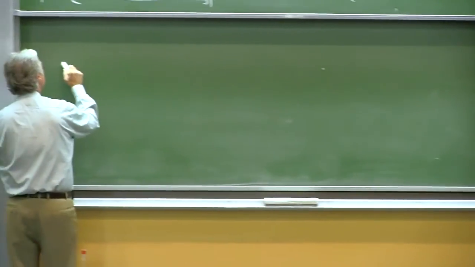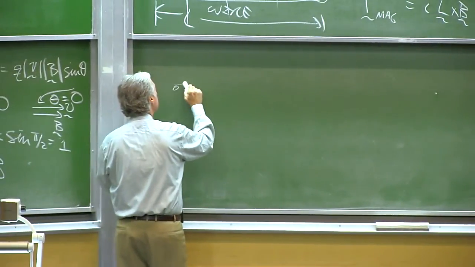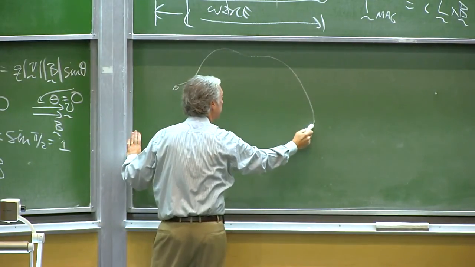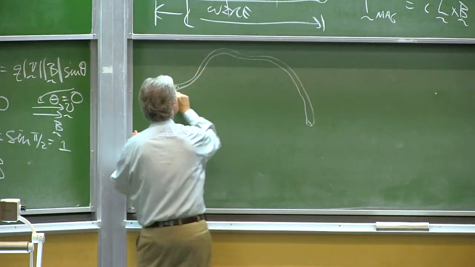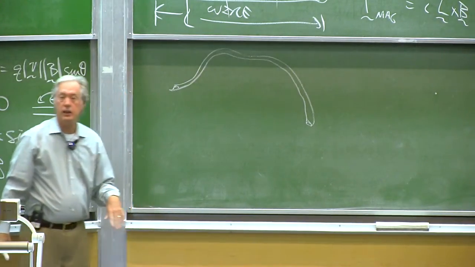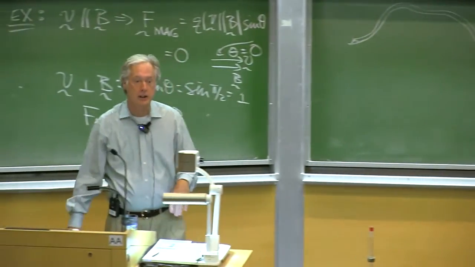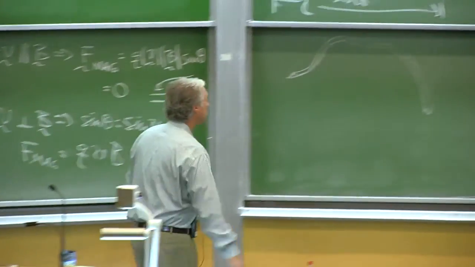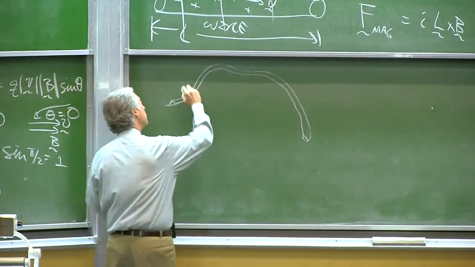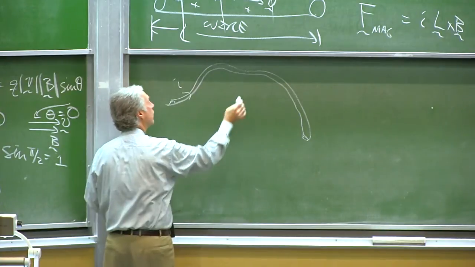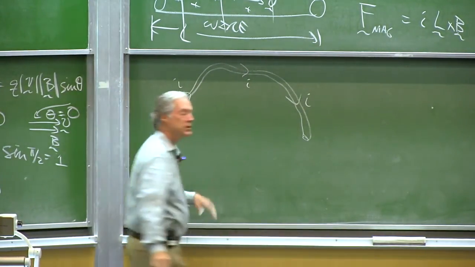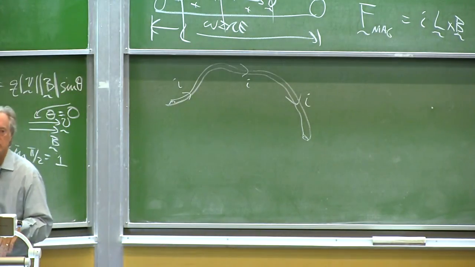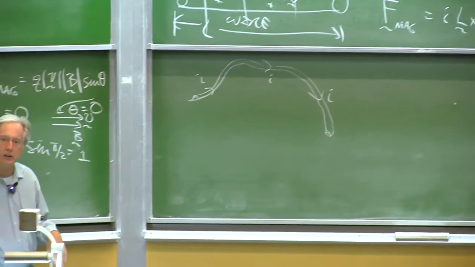Let's now bend the wire. So the wire goes along something like this. That looks kind of like a nematode, doesn't it? Okay. So here's the wire, and we've got the current going all along it like this. But what's the direction of L? Now it's not so clear, is it?